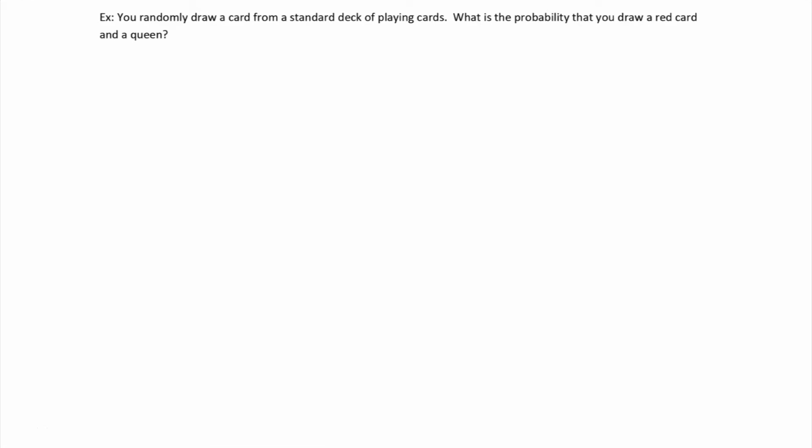You randomly draw a card from a standard deck of playing cards. What is the probability that the card you drew is both red and a queen? We'll start off by saying that A is drawing a red card and B is drawing a queen.